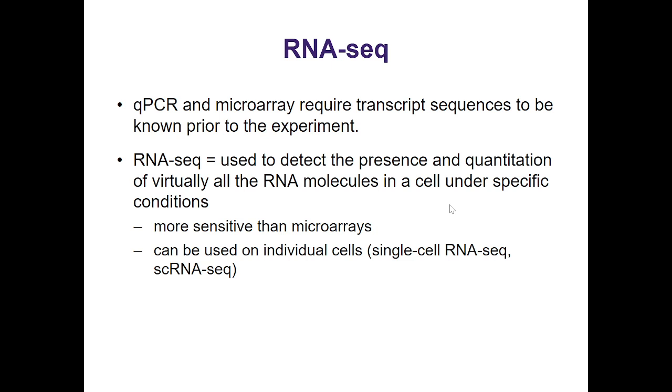So RNA sequencing, qPCR and microarray are going to require transcript sequences to be known prior to the experiment. RNA sequencing is used to detect the presence and quantitation of virtually all RNA molecules in a cell under specific conditions. It's more sensitive than the microarrays. It can be used on individual cells, the single-cell RNA sequencing, or scRNA-seq.